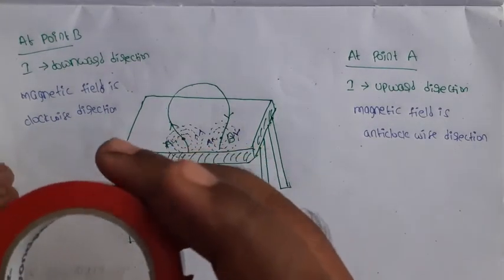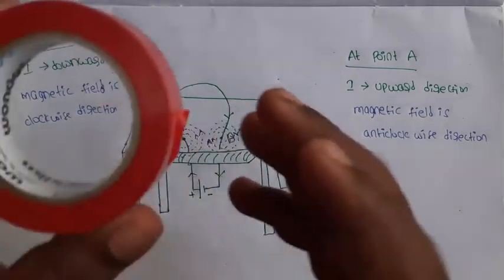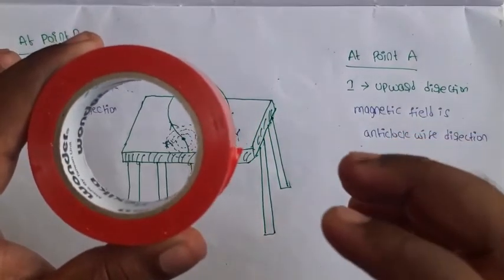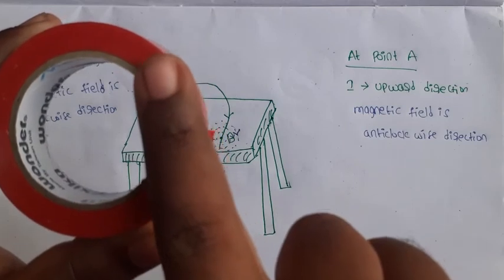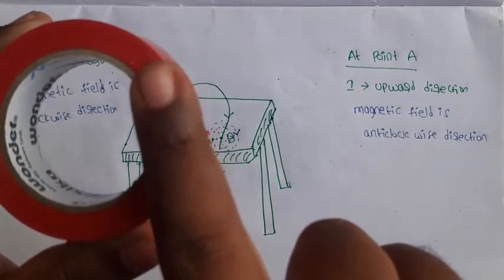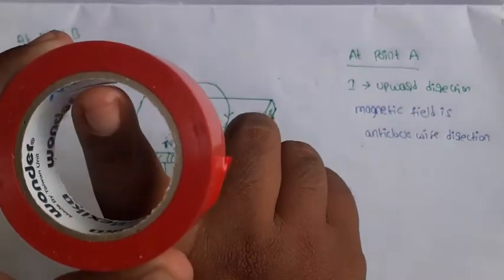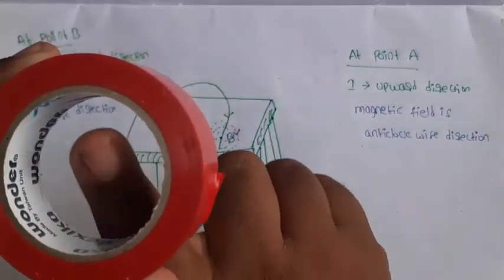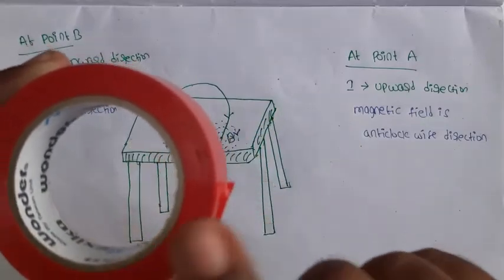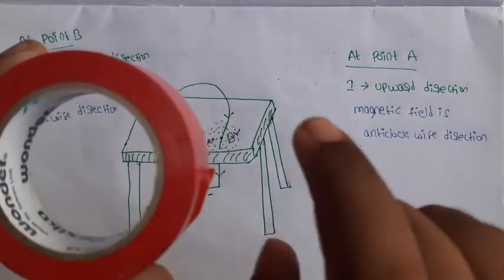So at point B, what is the direction of the magnetic field? The magnetic field lines are in the clockwise direction. Clockwise means first of all outside the loop, then after entering into the loop. This is the direction of the magnetic field lines at point B.